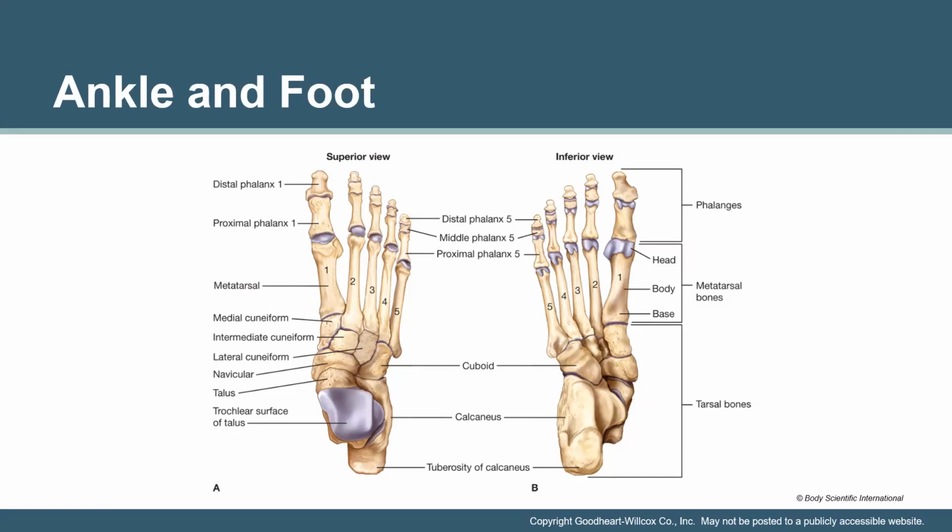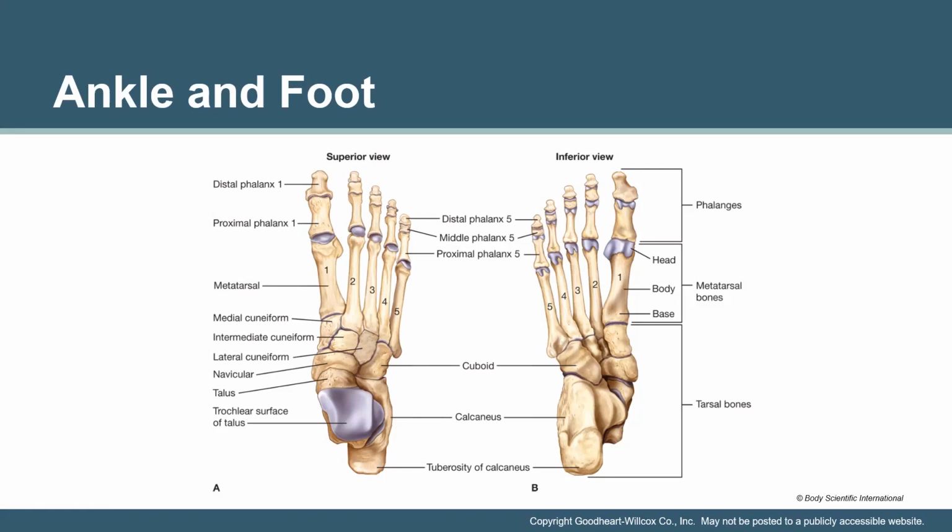Okay, just like in the hand, the digits 2 through 5 have 3 parts: proximal, middle or intermediate, and distal phalanx or phalanges. Your big toe only has 2. It has a proximal phalanges and a distal phalanges. Metatarsals, again, are your foot bones. They will be that interconnecting bone between your toe and your ankle.